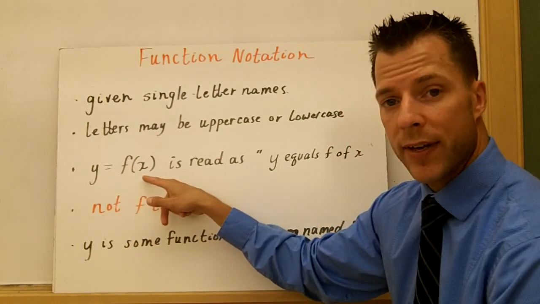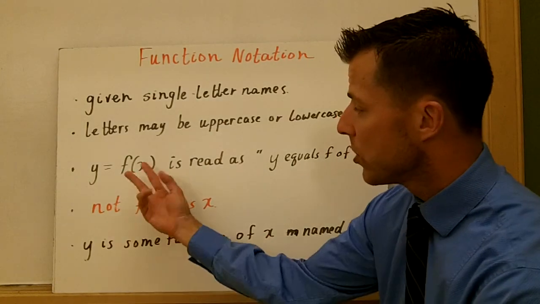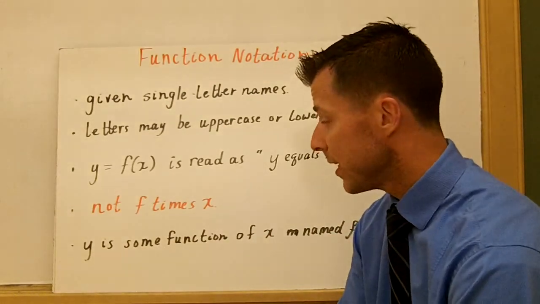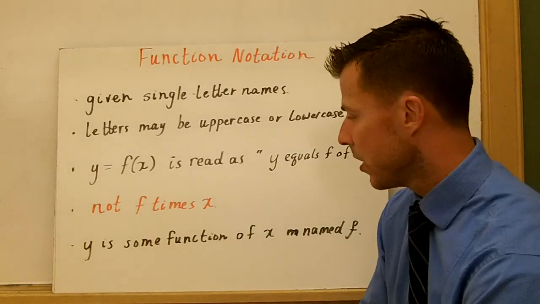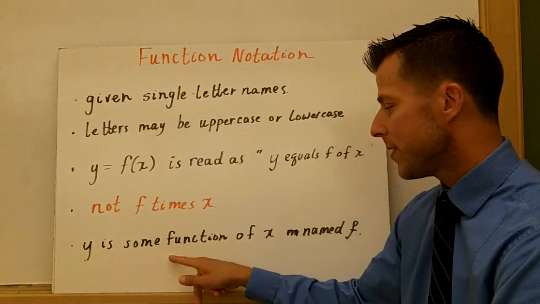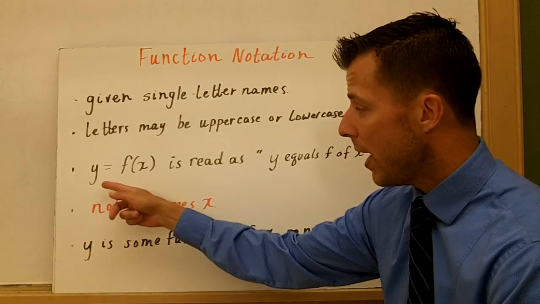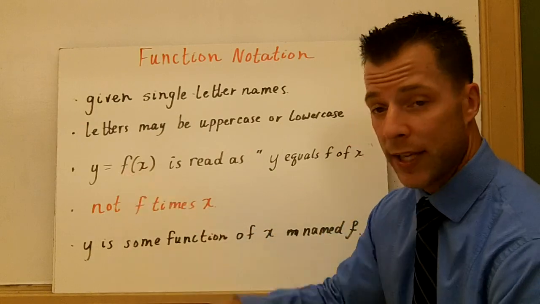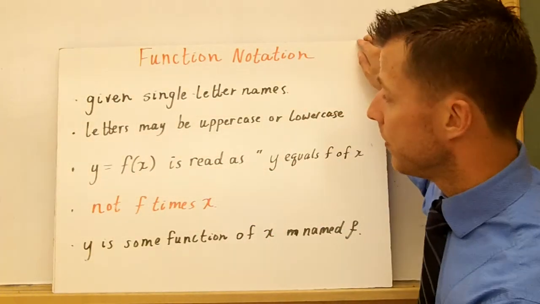Y equals f of x here is really read as, well, y equals f of x. And we're just going to interchange the two. This is not f times x. So that's the important thing to realize. That's not f times x. That's f of x, okay? The idea here is y is some function of x called f. So let's look at some examples where we see this function notation.